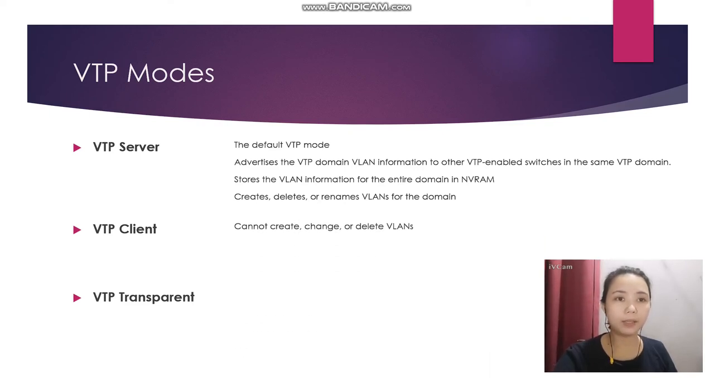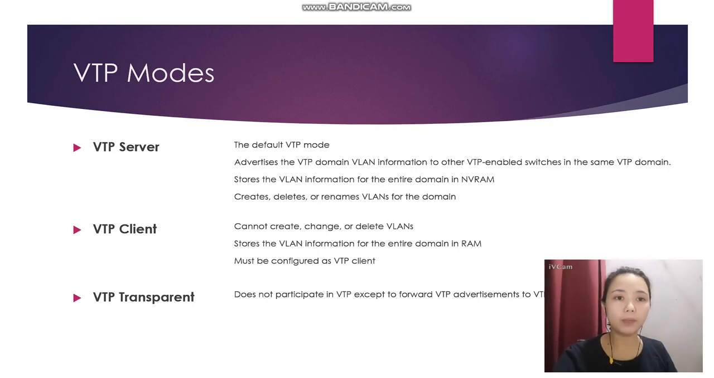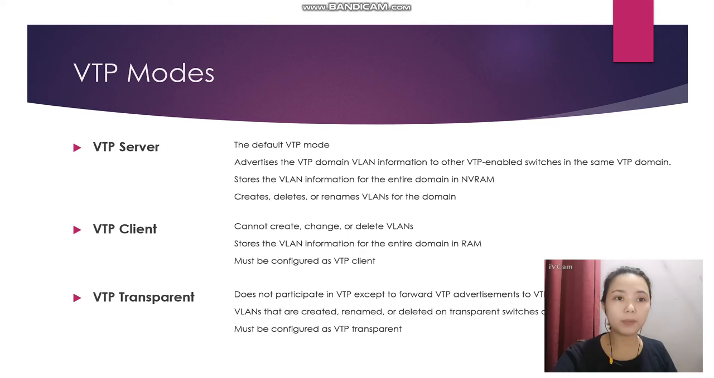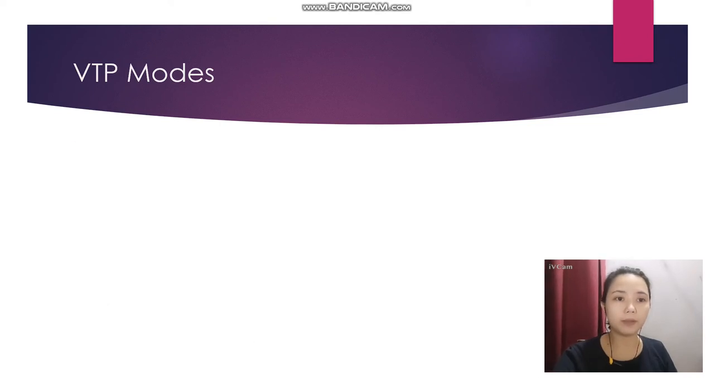While the VTP client cannot create, change, or delete VLANs. It stores the VLAN information for the entire domain in RAM, or random access memory. Must be configured as VTP client. While the VTP transparent does not participate in VTP except to forward VTP advertisements to VTP clients and VTP server. VLANs that are created, renamed, or deleted on a transparent switch are local to that switch only. Must be configured as VTP transparent.